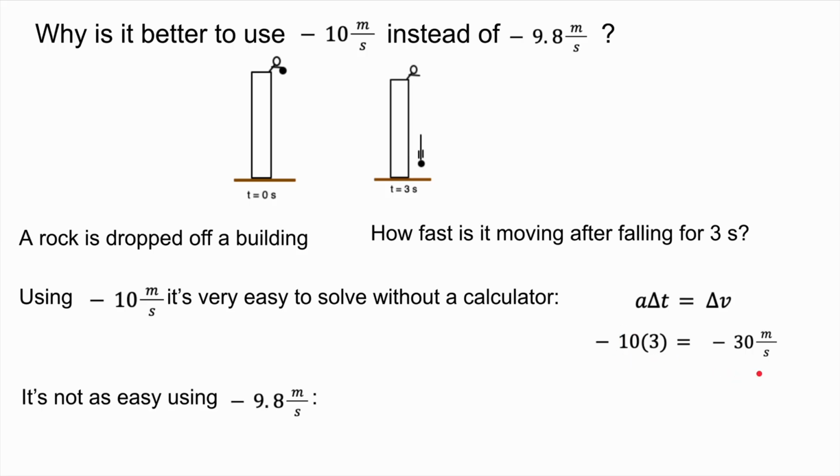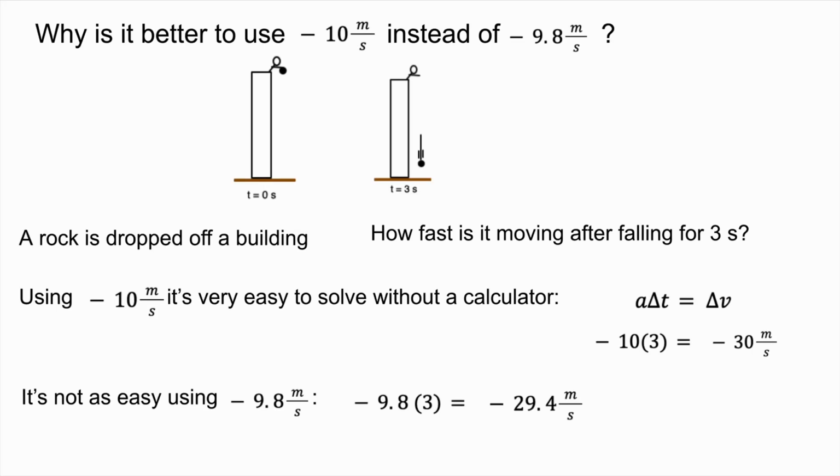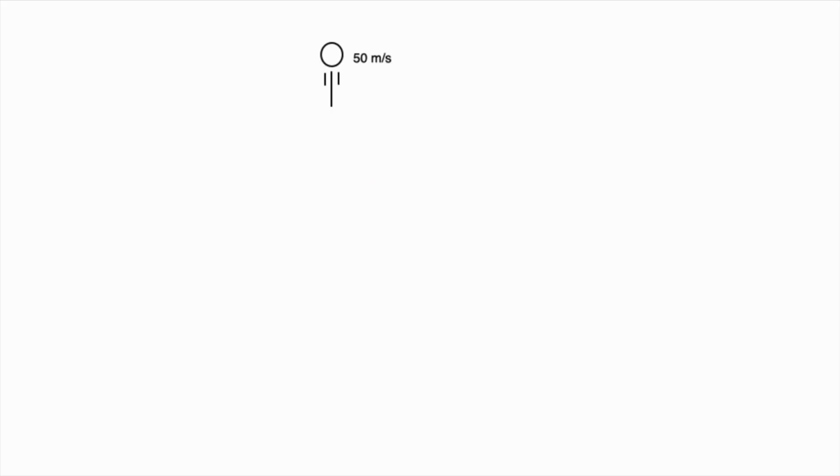But try to do that in your head using 9.8. Quick. What's 9.8 times 3? Sorry, I went right past it. It's negative 29.4. My point is this. It's so much easier to learn physics if you use 10. And who cares if it's really 9.8? Because it's not really 9.8. It's 9.80665 and so on, okay? So use 10 and you'll do great in this course.